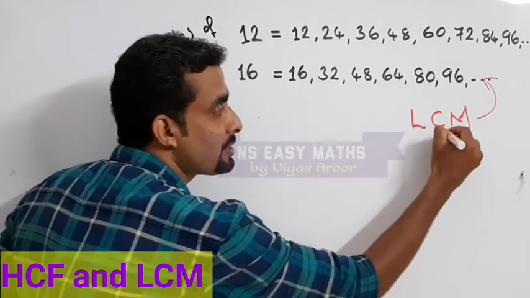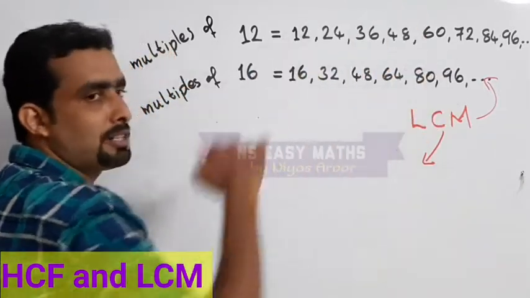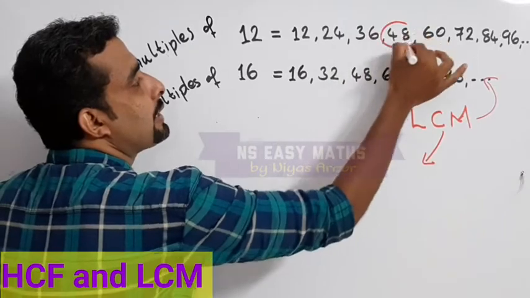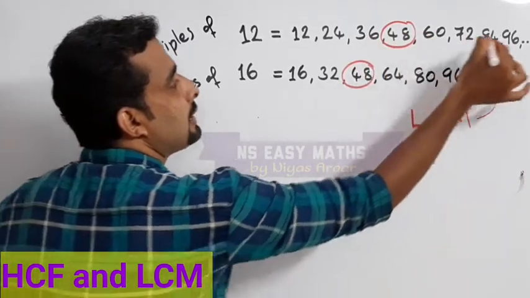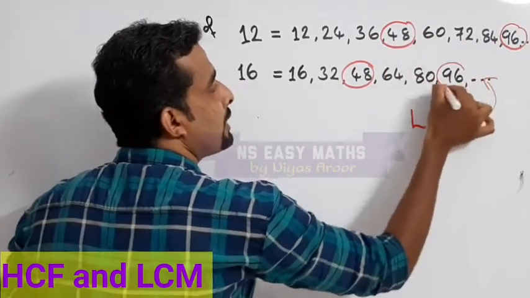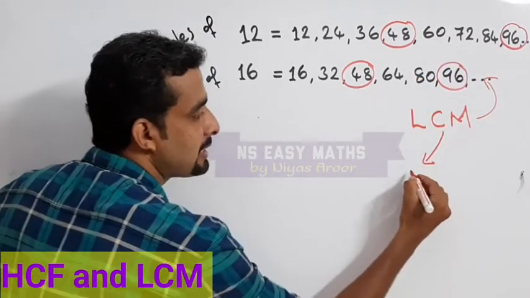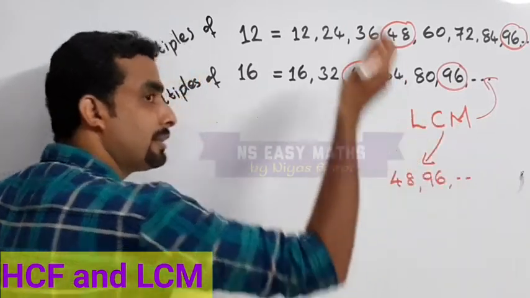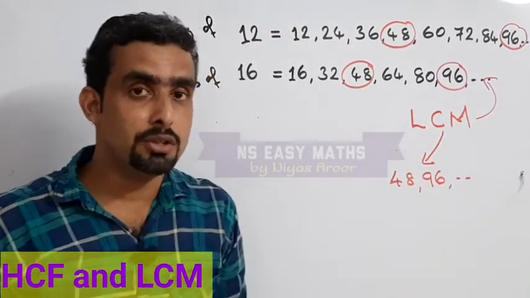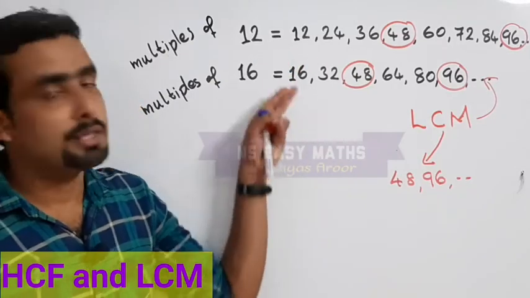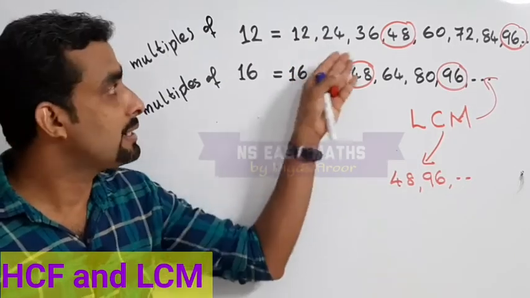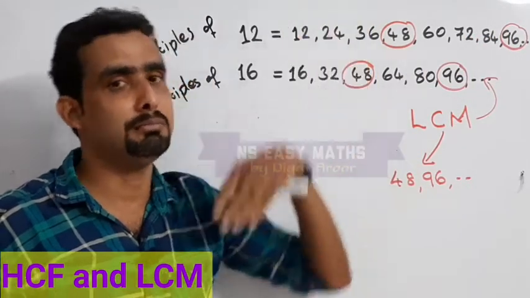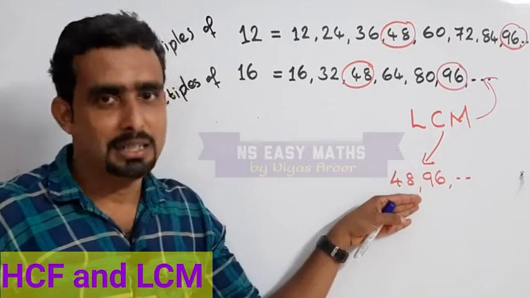Then next, which is the common among these multiples? What are common here? Look at this. 48 here and here also 48. 96 here and here also 96. So the common multiples are 48, 96, etc. Then there are many numbers common for these two, 12 and 16, not only these 48 and 96. There will be many numbers. So these are the common multiples.